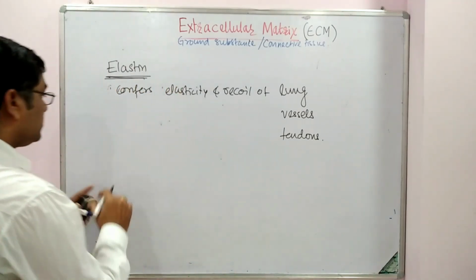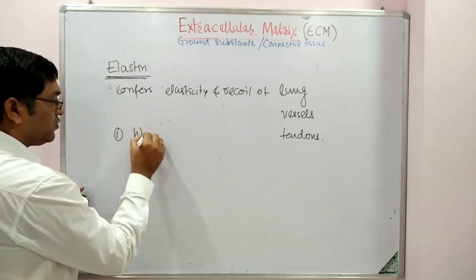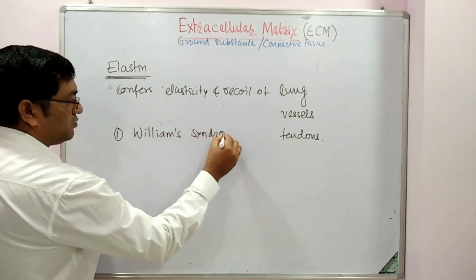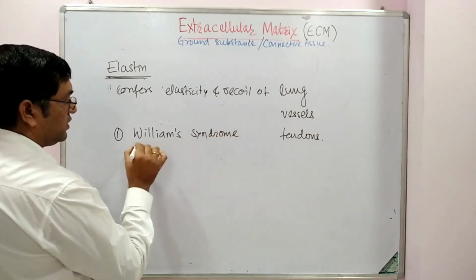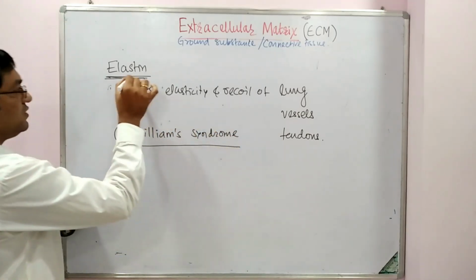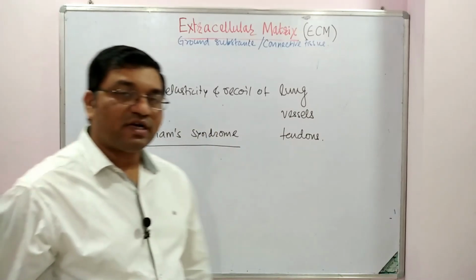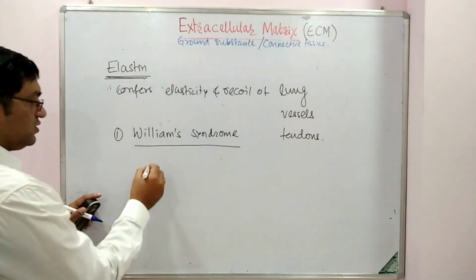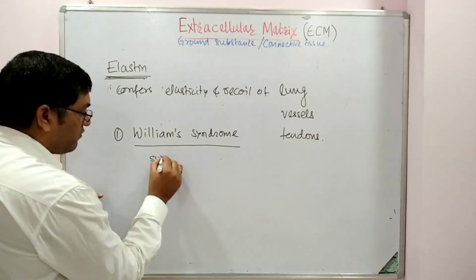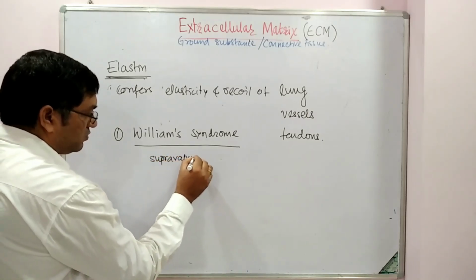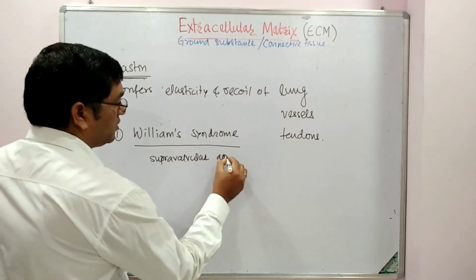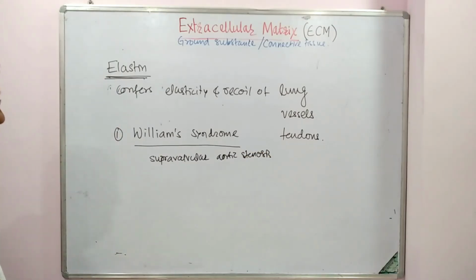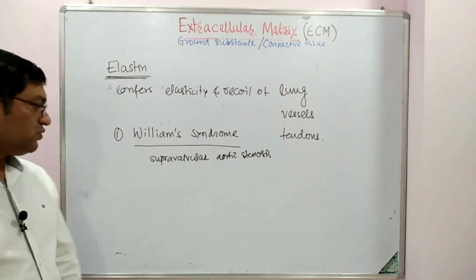The first one is Williams syndrome. This is a disease related with elastin, a defective gene for elastin. It results in supravalvular aortic stenosis in this syndrome.